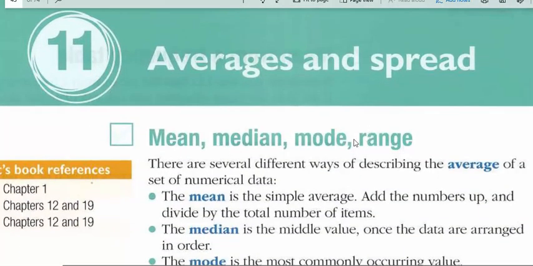Averages and spread is the topic for the next lesson. Basically mean, mode, median, and range.